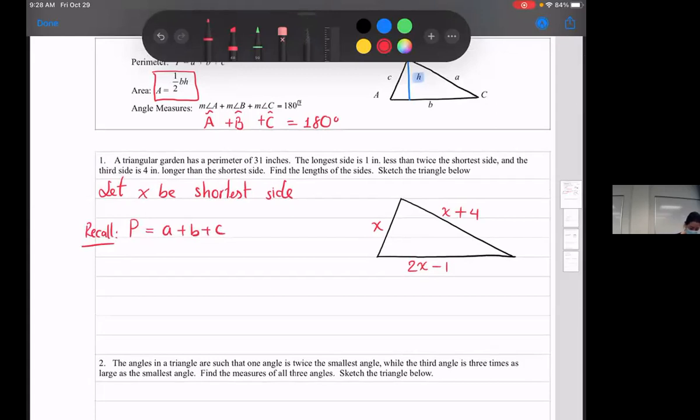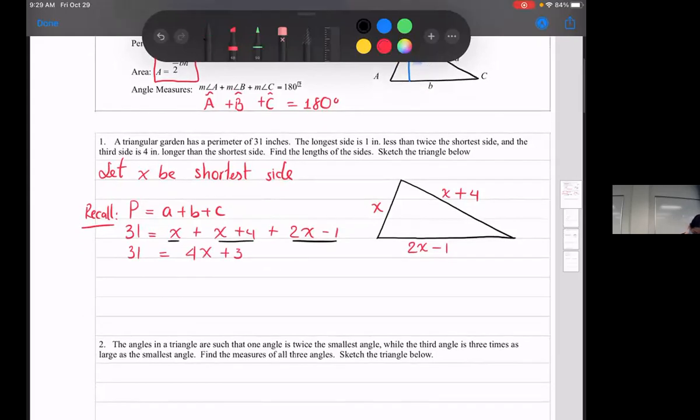Okay, so what does the perimeter equal to? Good, good. The sides are x plus 4 plus 2x minus 1. Those are the three sides. And the total perimeter is 31. Now you solve for x, right? Very good. Combine like terms on the right hand side. What do I have? Good. And now you know how to solve these.